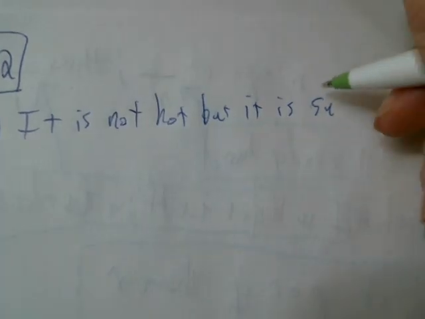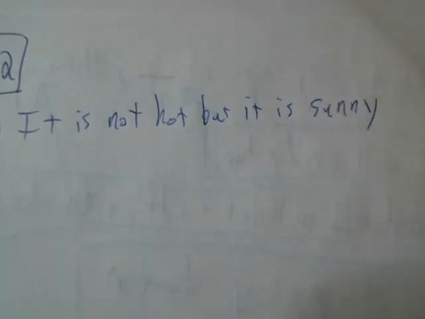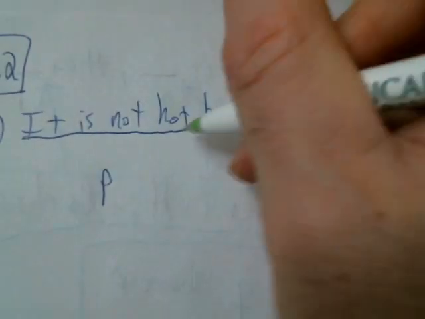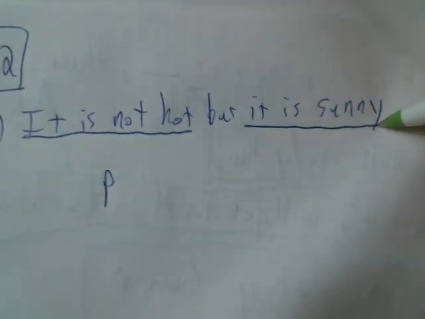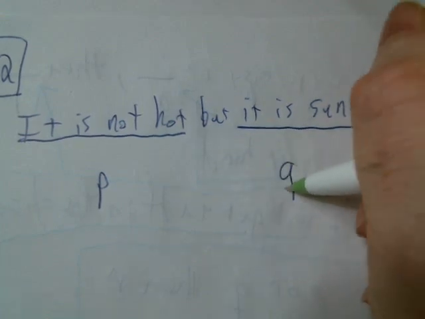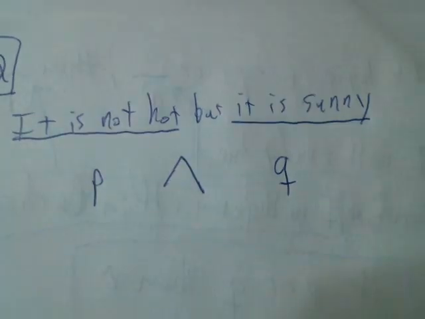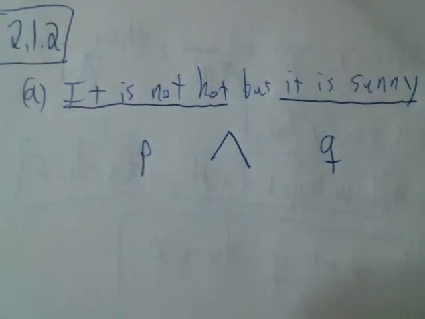It is not hot, but it is sunny. Okay. So we can assign statement variables to the phrase, it is not hot. Let's call that P. And then for the statement, it is sunny, let's call that Q. And then we have our connector. The word but is the same as the word and, so we have P and Q.